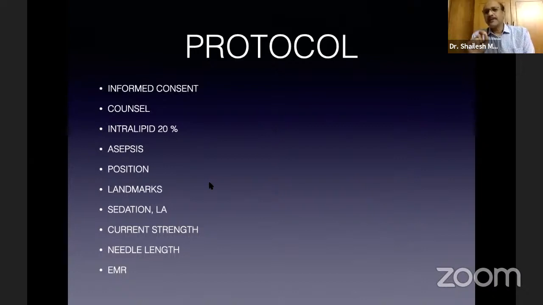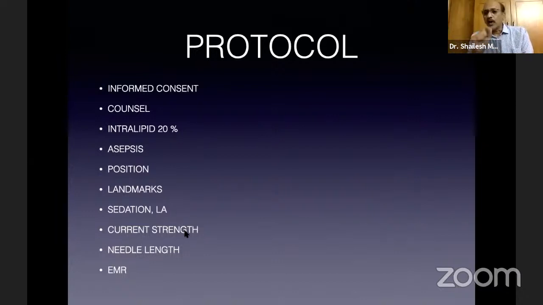You have to sedate the patient and give a local anesthetic quite deep. In brachial plexus block, we have to give a very superficial local anesthesia because otherwise the nerves get blocked. Whereas here, you have to go quite deep because the needle goes through the whole gluteal muscle and the fat, and that is why the deep local anesthesia has to be given.